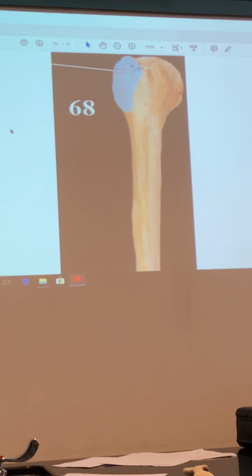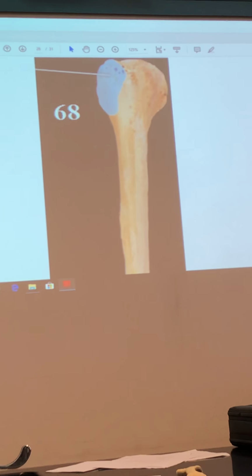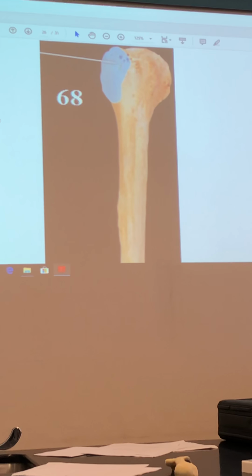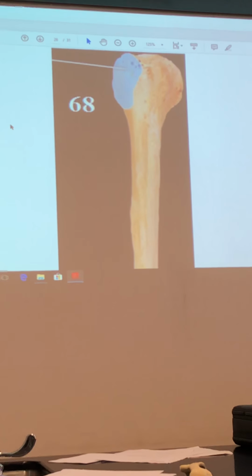All right, 68, what's that big bump on the back of the humerus? Greater, oh no, I'm sorry, lateral humerus. Greater tubercle. Proximal lateral humerus. Right, a greater tubercle.